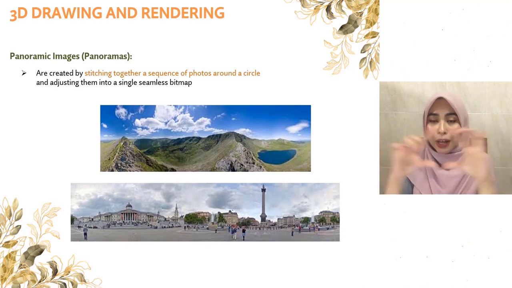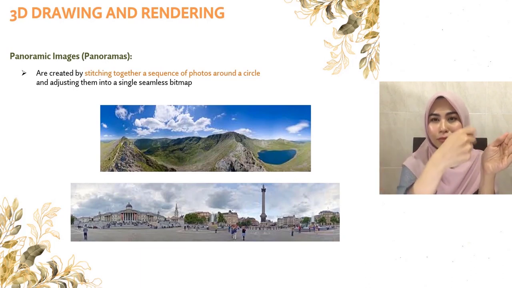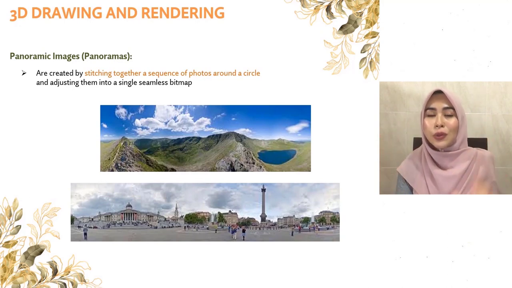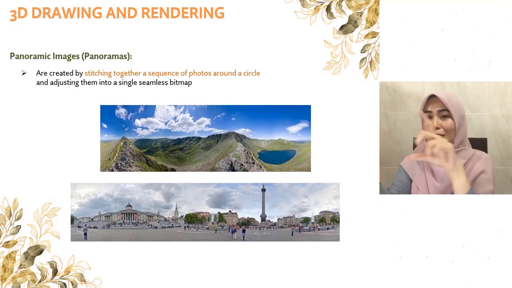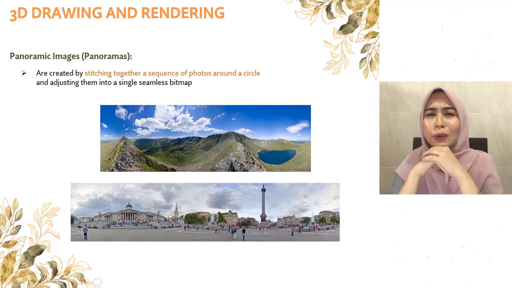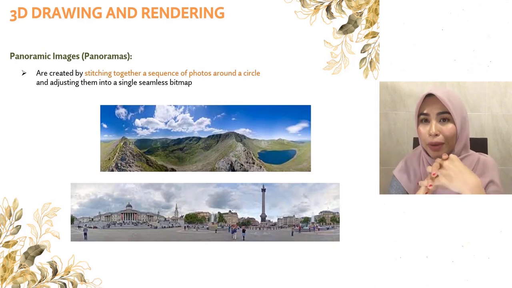Because with a panoramic image, it will stitch or combine all these different images into one. So if you have a regular image, you just take one picture and that's that, right? A panoramic image, all these images that you take, it will combine into one seamless picture. I don't know if you guys have done this before. This is what you can do with a panoramic image.